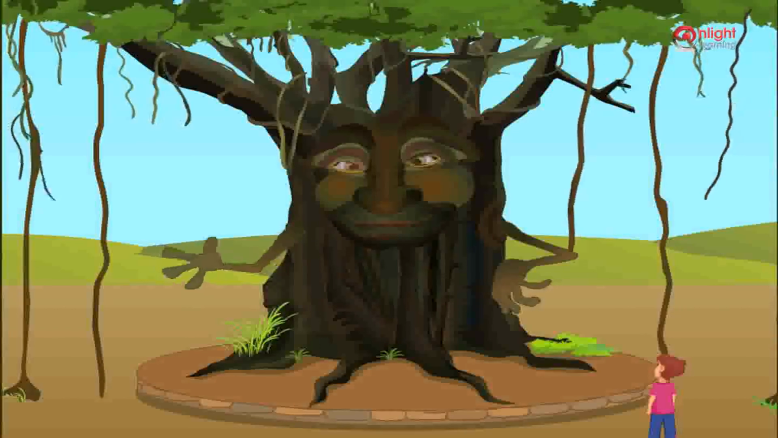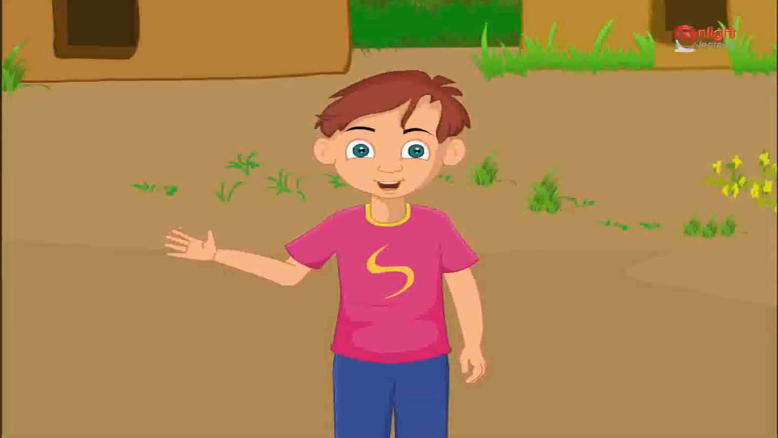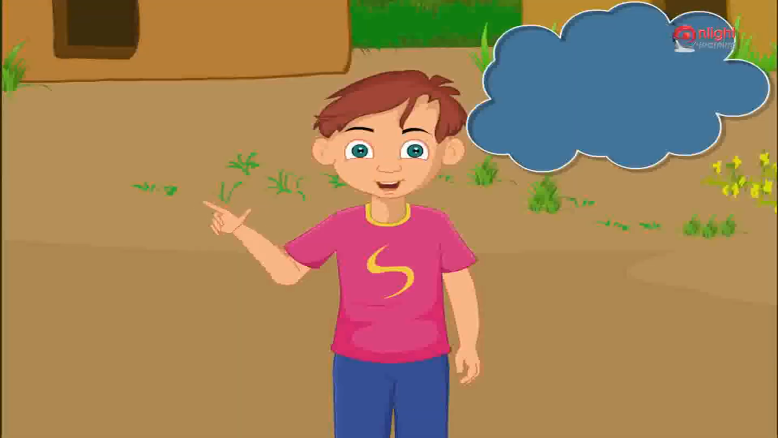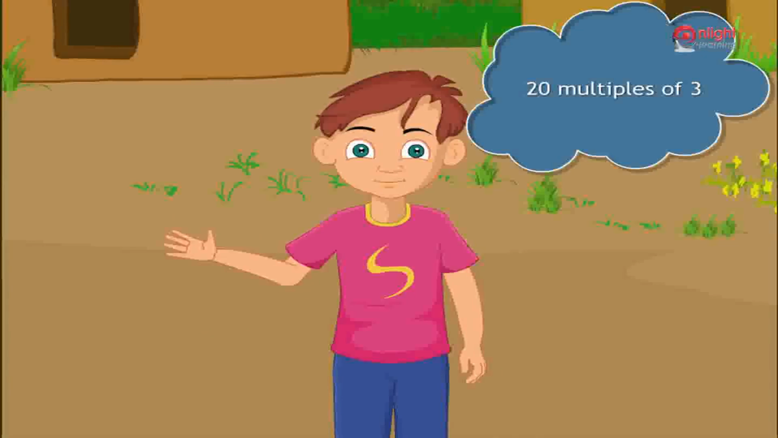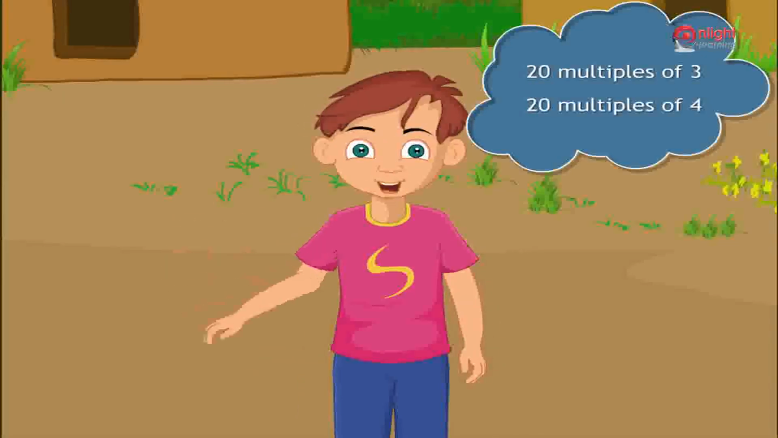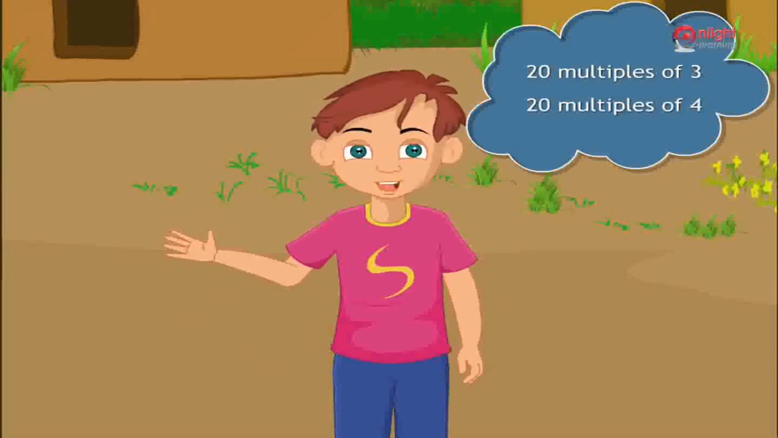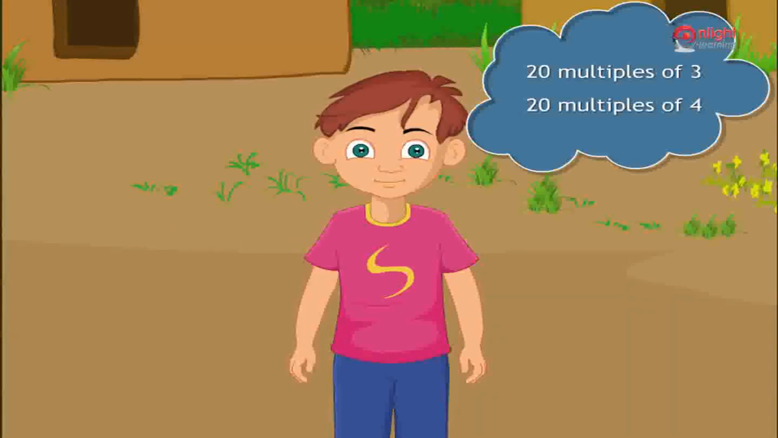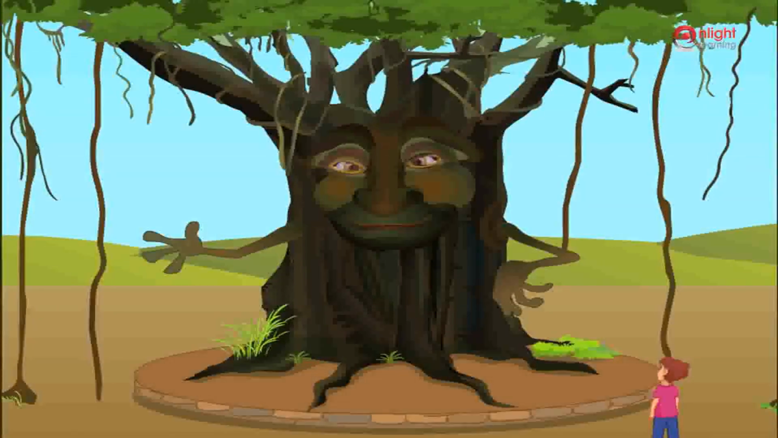What did you practice? I was practicing multiples of numbers. I found something interesting. What is it? First I wrote the first 20 multiples of 3 and then I wrote the first 20 multiples of 4. I saw that some multiples were present in multiples of 3 and multiples of 4. Is that possible? You are correct.